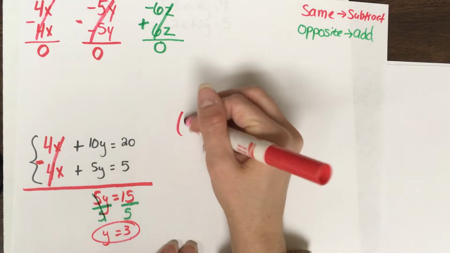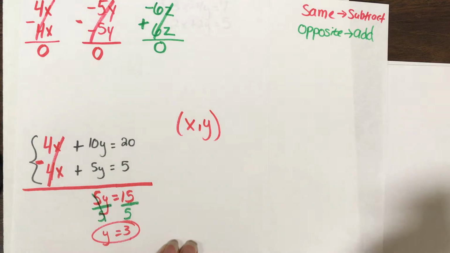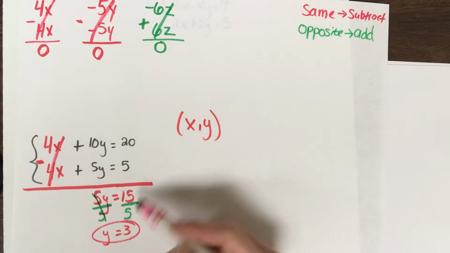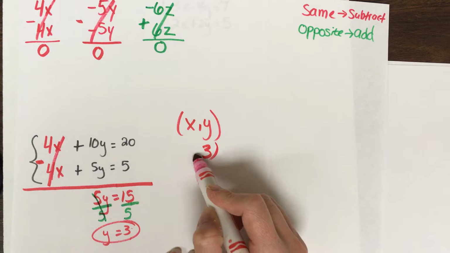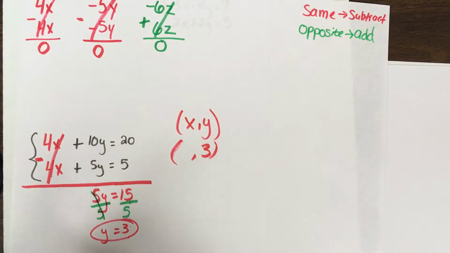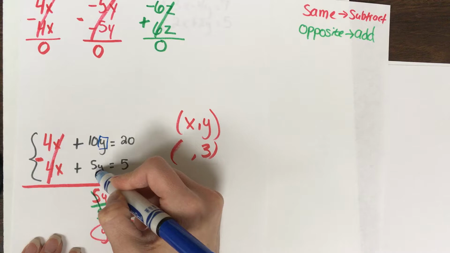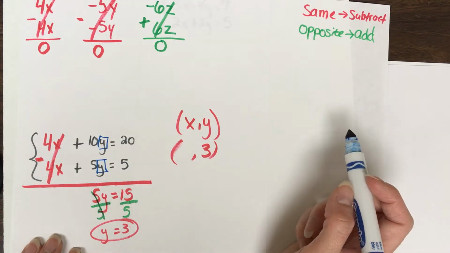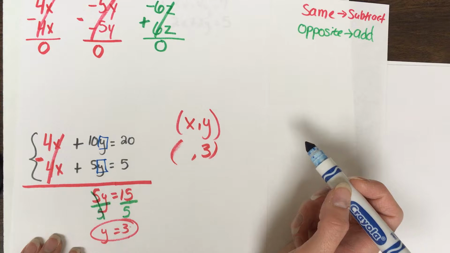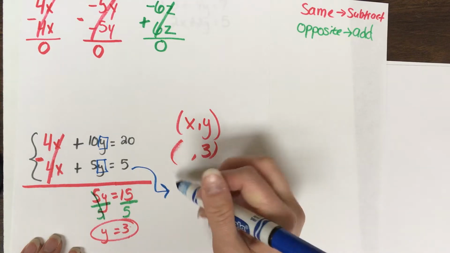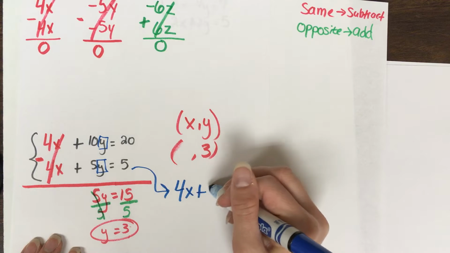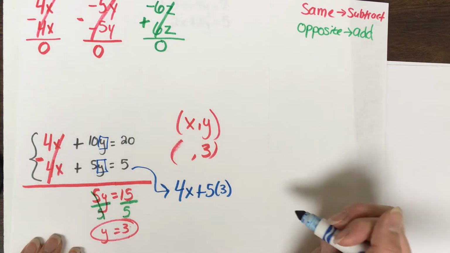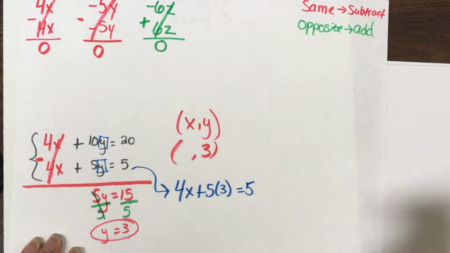A solution to a system is an ordered pair, x, y, that makes both equations true. So right now I have the y value of my answer, but I don't have the x. So now, to get the x value, you would take y equals 3, and you can plug it into either equation wherever you see a y. Whatever one looks more convenient. So if I take the second equation, 4x plus 5y equals 5, now we can solve for x.